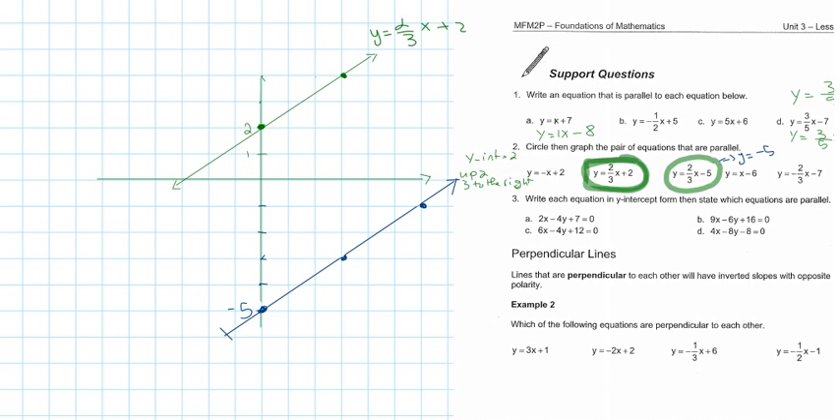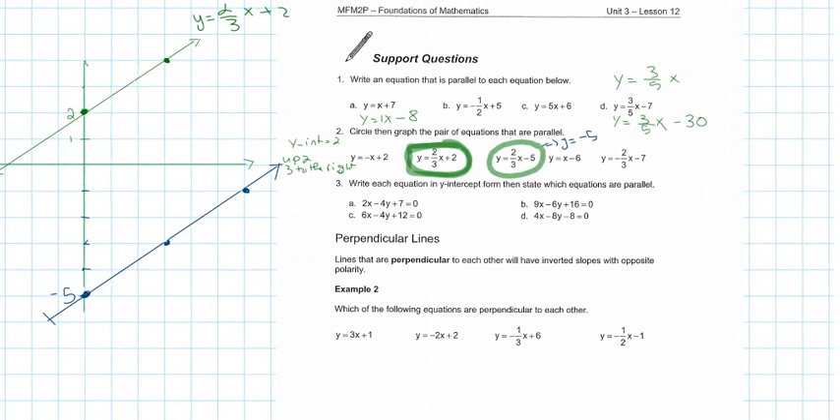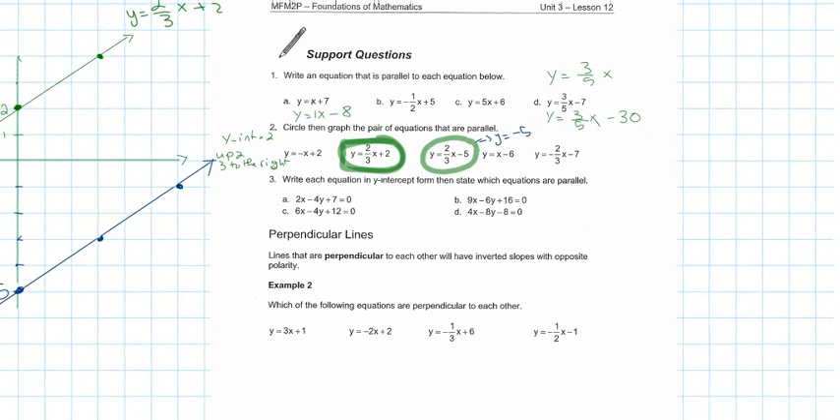Okay, so let's read the question and let's start a new page. So write each equation in y-intercept form, then state which equations are parallel. You can't tell if the equations are parallel unless you actually put them in the slope y-intercept form. Okay? Remember the slope y-intercept form is y equals what?